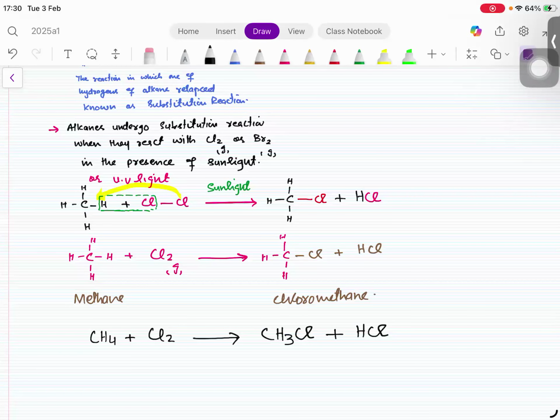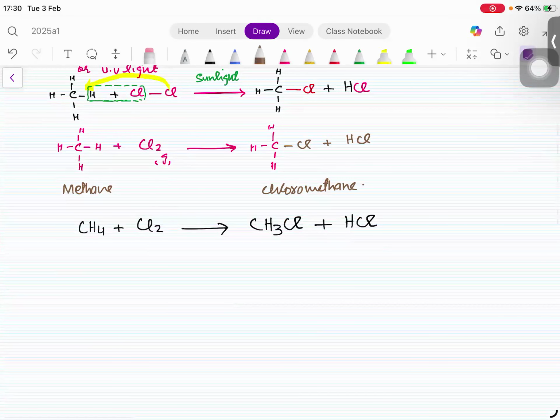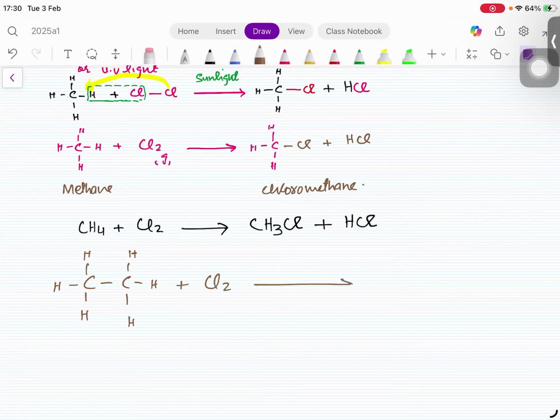Now, one thing more that happens in this reaction, right? Or if I give you one more example, this is ethane, bachcho. I mixed it with chlorine in the presence of sunlight. Can you write the product, please?